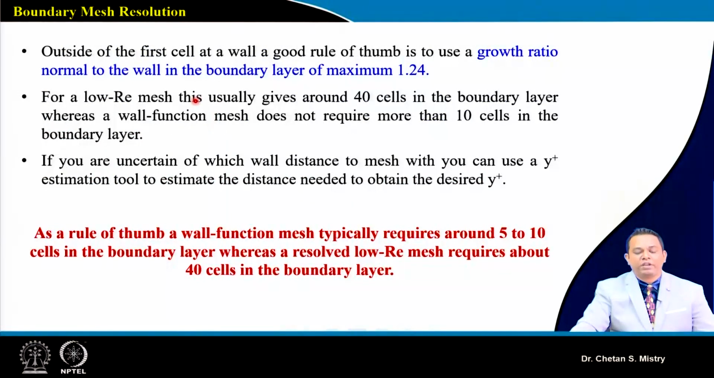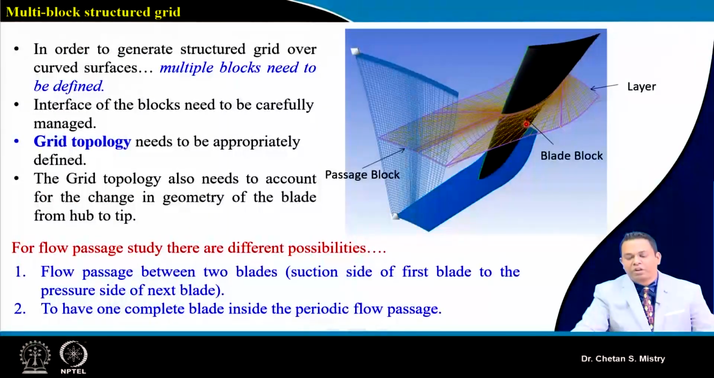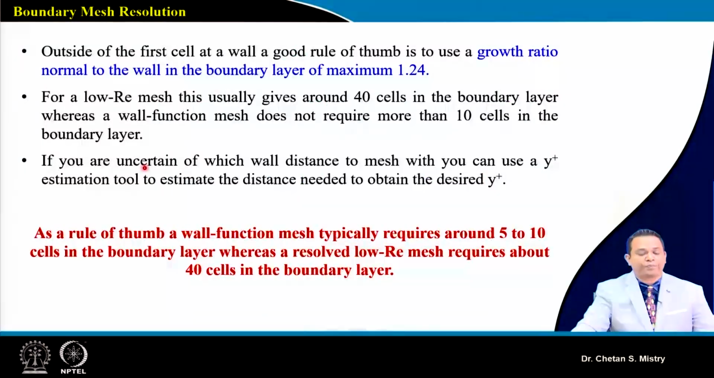Now, outside the first cell, when we have calculated our y plus value, then we need to move in the direction of the periodic surface. That expansion or growth rate needs to be kept in the range of 1.2 to 1.4. So let me show you here. Suppose when we look at this kind of configuration, near the blade surface we have a very high number of elements, and progressively that is going to increase. That is called the growth rate, and it needs to be in the range of 1.2 to 1.4.